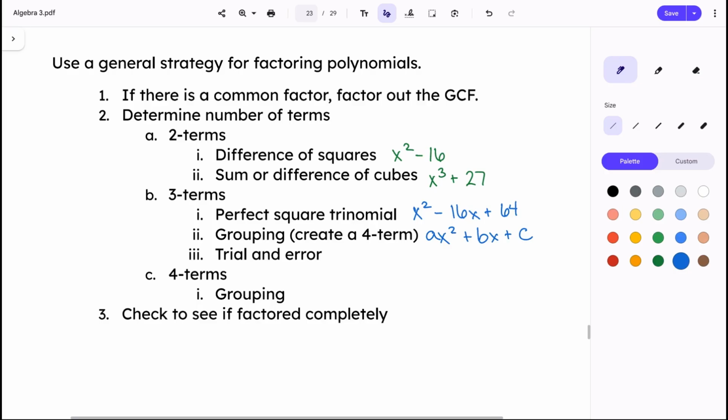Okay, if you have 4 terms or even more than that, you're probably going to be grouping, because there's really no shortcut for those. There's really no way to just do a simple table and figure it out. You're going to have to drop those parentheses in there and start looking for your GCF.